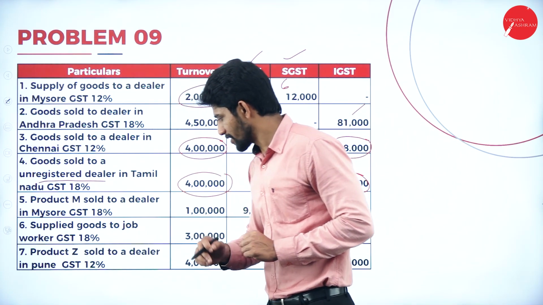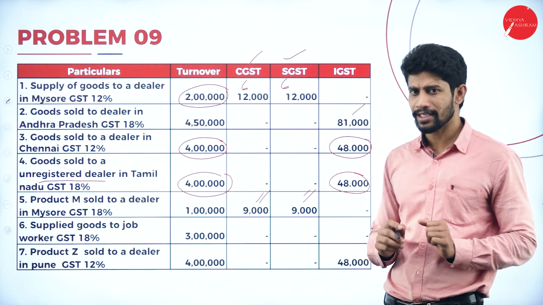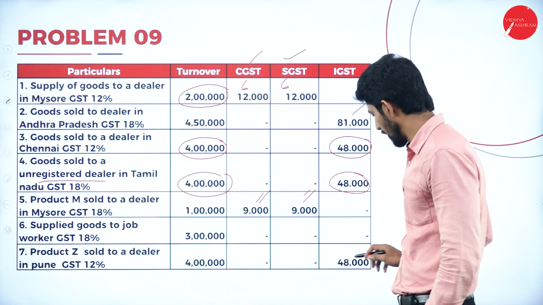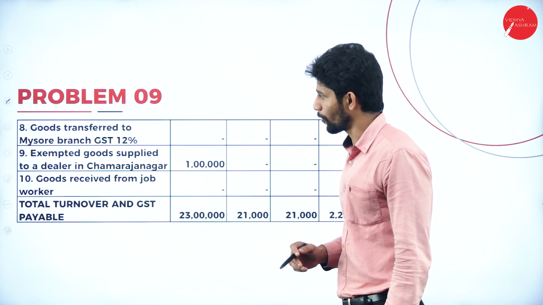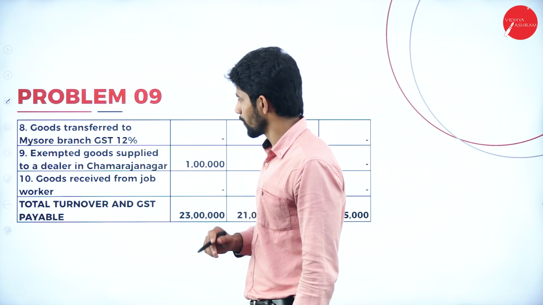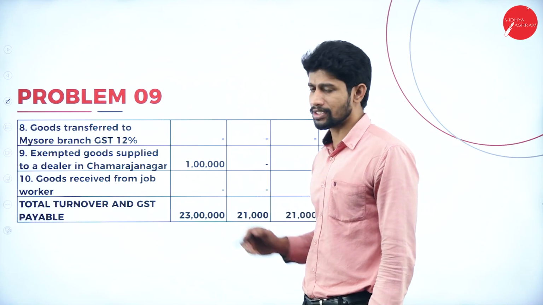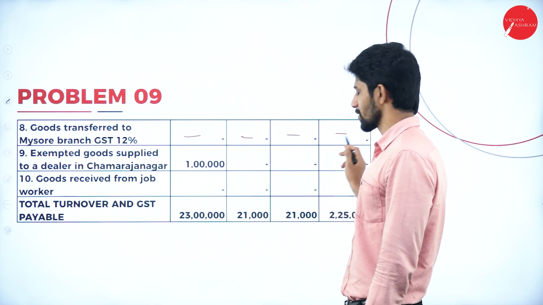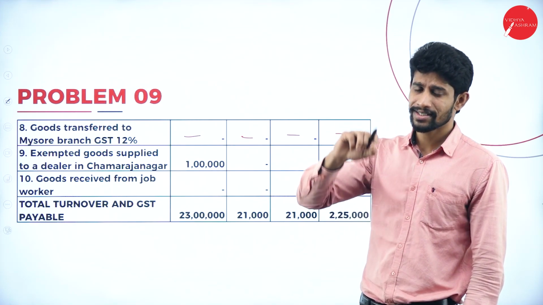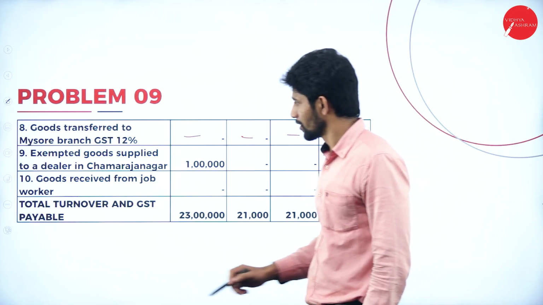Next, product Z sold to a dealer in Pune, GST at 12%. So, IGST is applicable. So, moving on to the next point. Goods transferred to Mysuru branch, GST at 12%. So, it will not come under turnover also and no tax because the transaction is happening within the business.